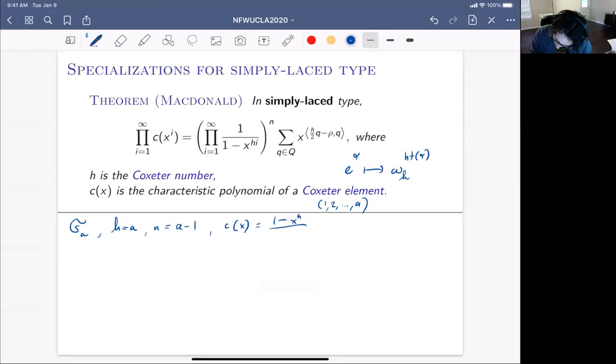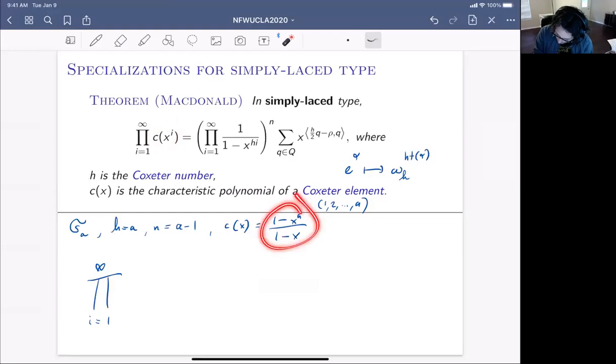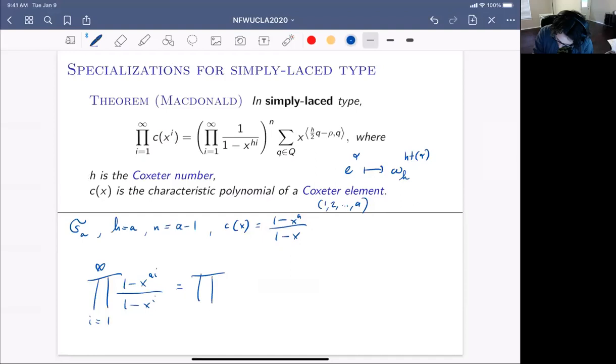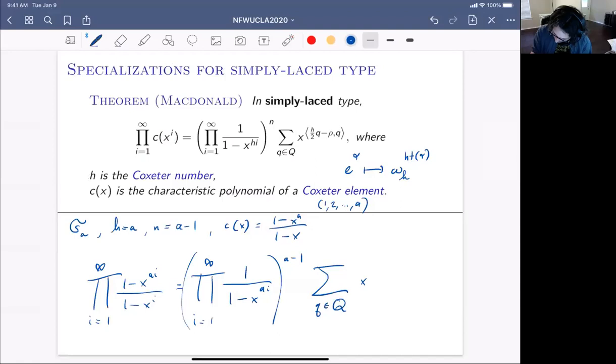So what this identity is saying is that if I look at the product from i equal to 1 up to infinity of this c of x, this characteristic polynomial, which we've just figured out, it's 1 minus x to the ai divided by 1 minus x to the i, because I'm evaluating it at x to the i, then this is equal to the following product. The product from i equal to 1 up to infinity, and I'm going to have 1 over 1 minus x to the h, but h is ai. I'm raising that to the n. n is a minus 1 because it's the dimension of the ambient space. And then I'm multiplying by this sum over roots, q and q, and then this x, this is just the formal variable, and then to this inner product. So we'll put it as a over 2 times q minus rho, whatever rho is, who cares?